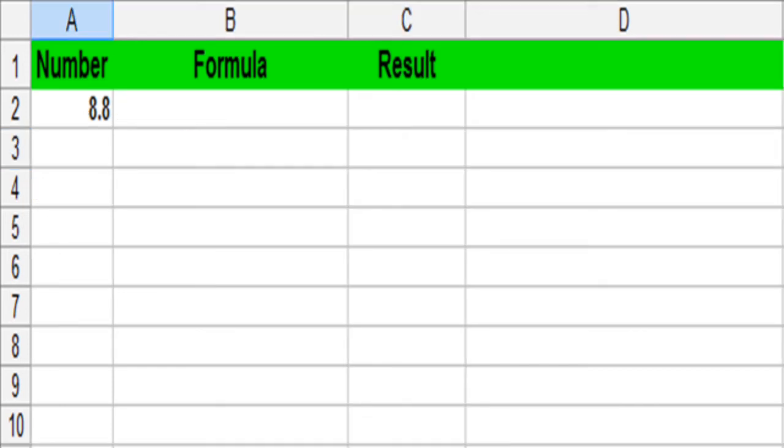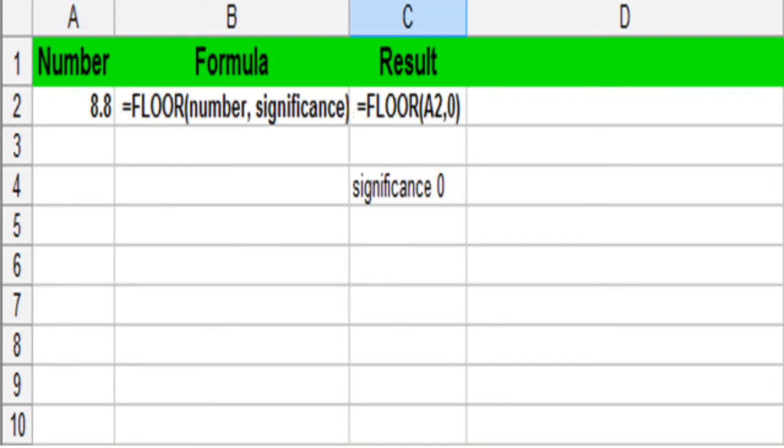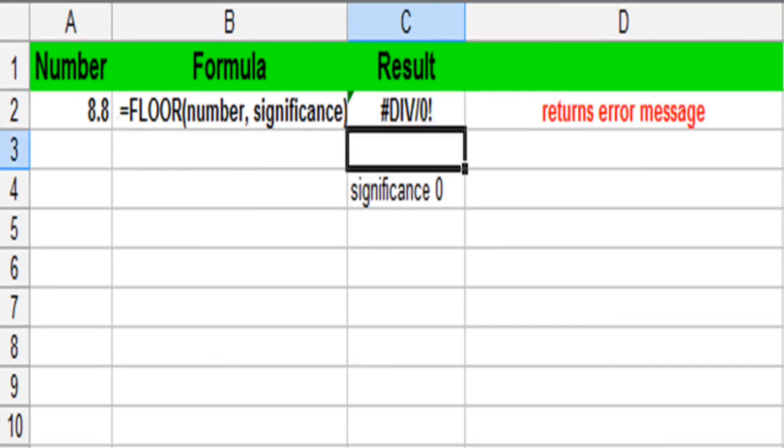Number 8.8. Significance 0. Applying the formula: equals FLOOR(A2, 0). Press enter. Returns error message.